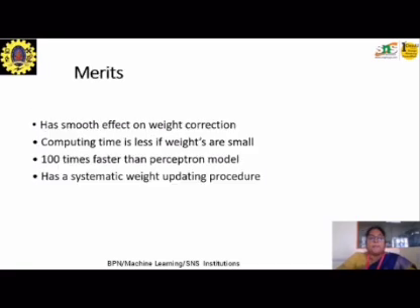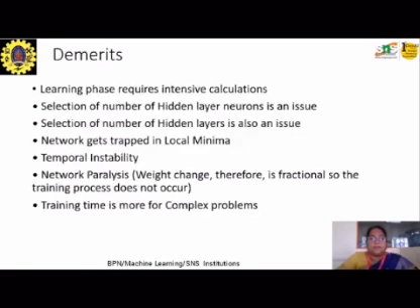It is rectified and added to the new weight values. So the merits of back propagation: it is very effective in weight correction and updation. The computing time is less and it is faster than the perceptron model, and weight updation is systematic. There is also a drawback. It is temporal instability. The network gets trapped in local minima, and the learning phase requires very intensive calculation.